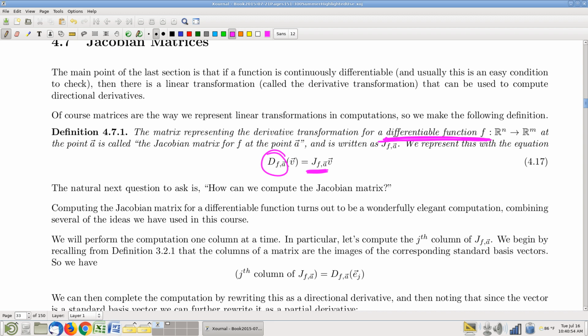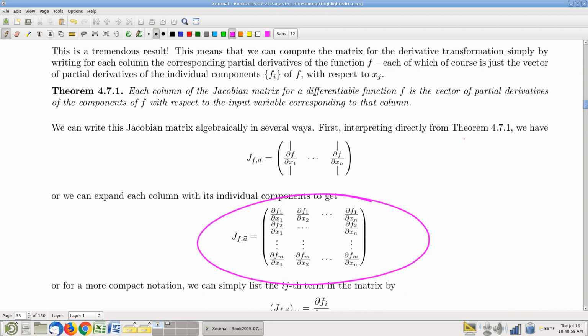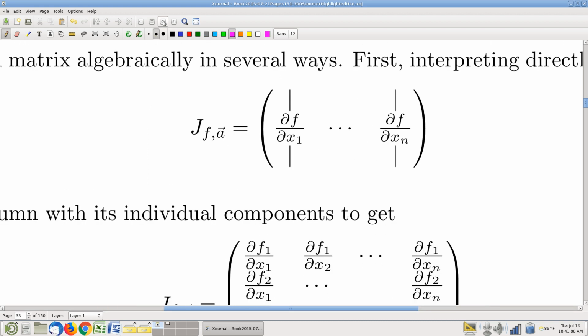Right? Not every function is differentiable. There are some functions where, and this is super awkward, but there are some functions where you can compute, no problem, all of these partial derivatives.